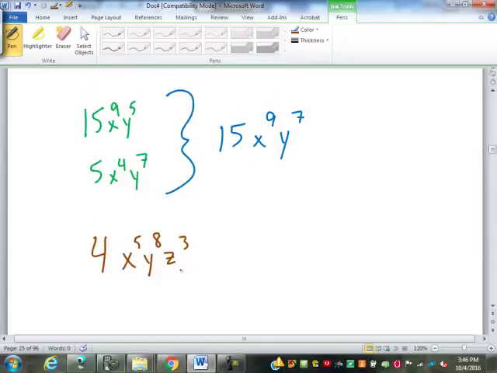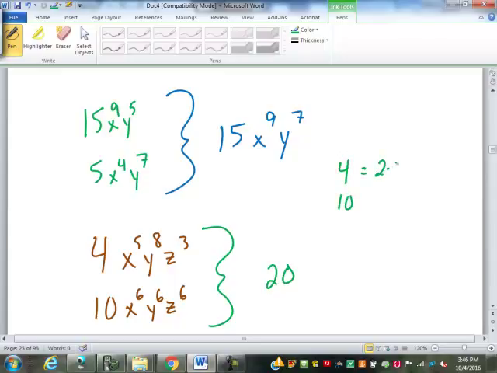So if I have 4, x to the 5, y to the 8th, z to the 3rd, and 10, x to the 6th, y to the 6th, z to the 6th. I start out with my numbers, 4 and 10. What's the least common multiple? 20, good. If you didn't get that, of course, you could do 4 and 10. 4 is 2 times 2. 10 is 2 times 5. They have a 2 in common. This one needs to be multiplied by 5. This one needs to be multiplied by 2, which will give you the 20.